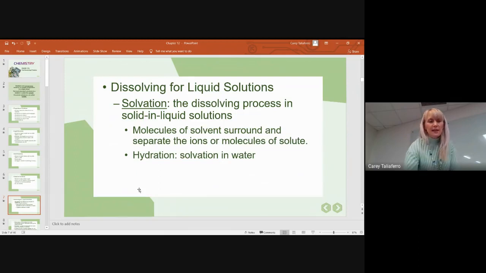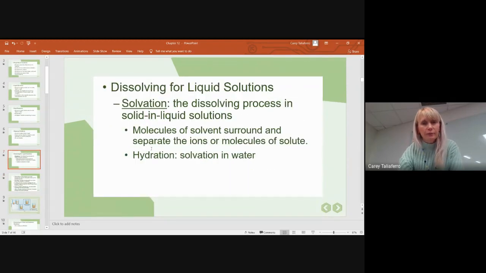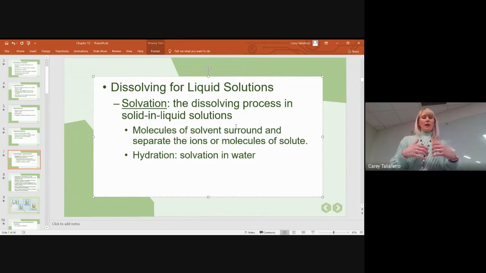So a few words revolve around the dissolving process that we need to make sure we know. I'm going to flip through a few of these slides. One term to know is solvation. This is the dissolving process in a solid and liquid solution. What happens is the molecules of the solvent surround and separate the ions or molecules.